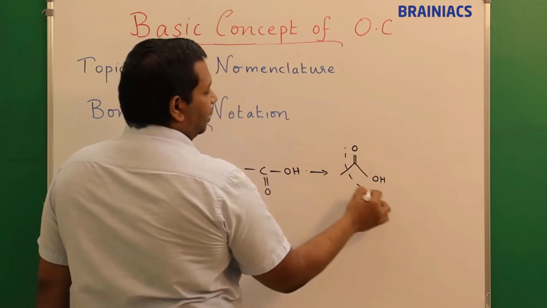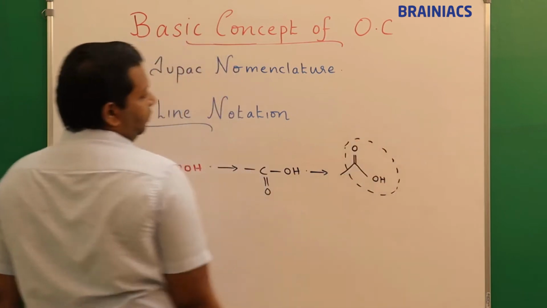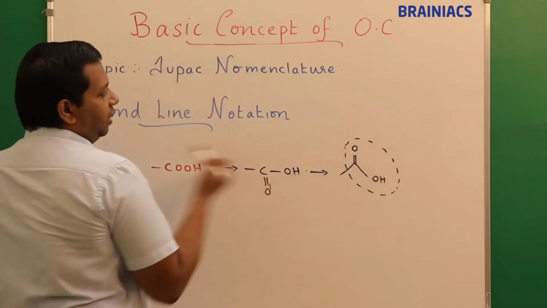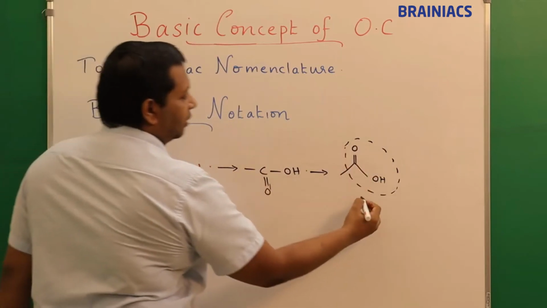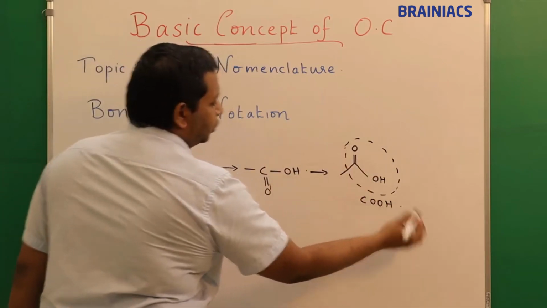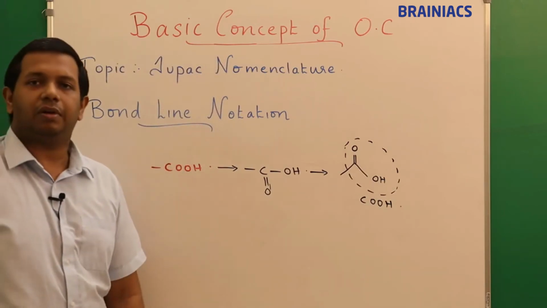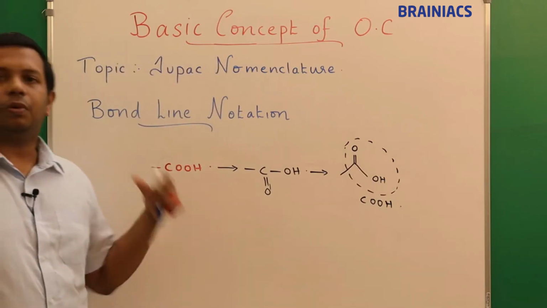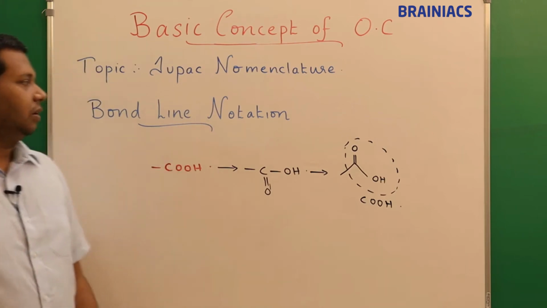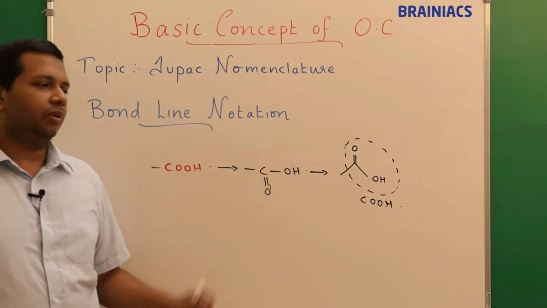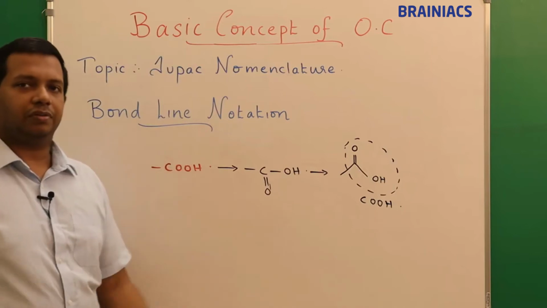So what does this indicate? A carbonyl group with the hydroxyl group, that gives you carboxylic acid. So this is nothing but my COOH group. So you can expect something like this in the bond line notation. Okay, all these are important tips for you to understand the bond line notation. Now I hope you understood the bond line notation. We will do some examples for your understanding.